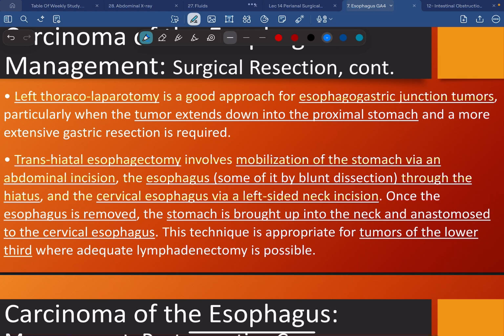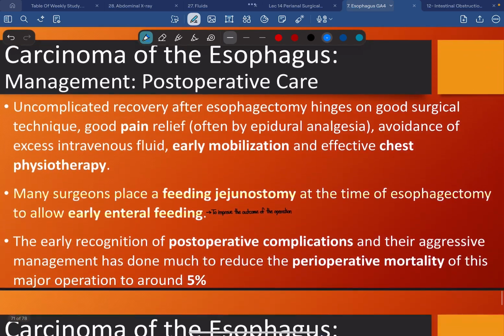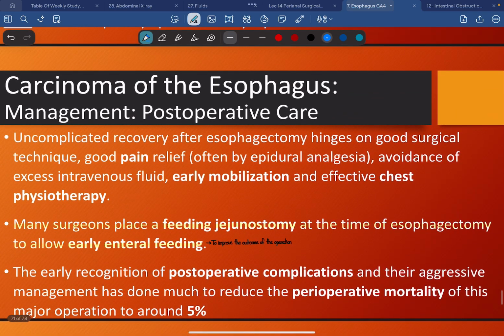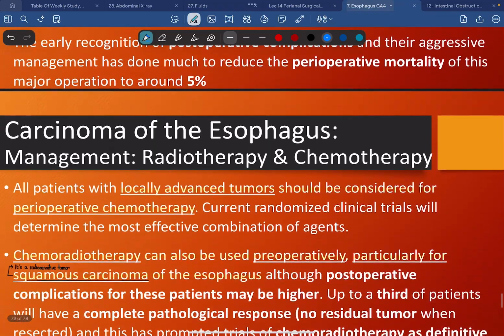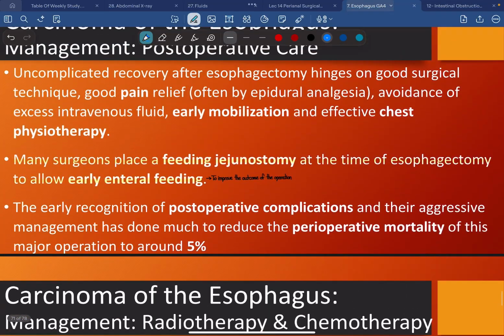The recovery of these patients after this operation should be by teamwork with a multidisciplinary team. The feeding is an important part, the early feeding of these patients. This is why some surgeons do a feeding jejunostomy at the same time to help in early enteral feeding.